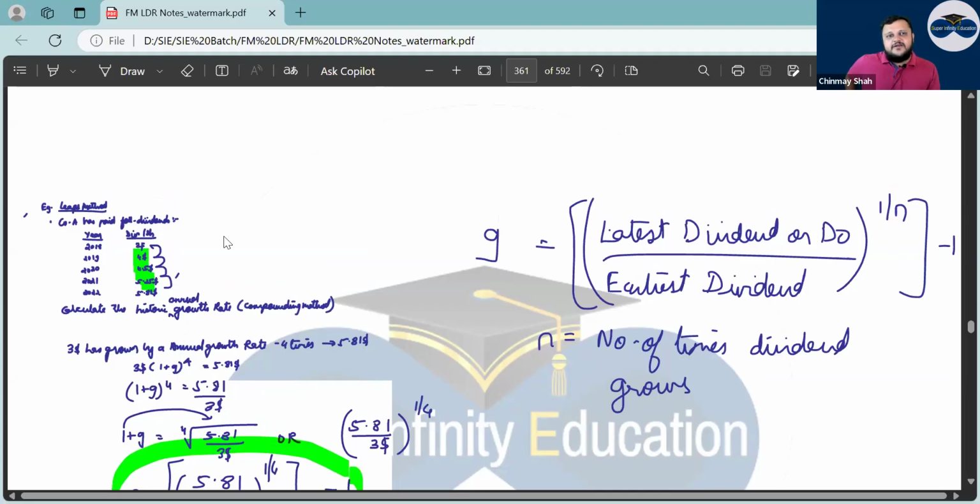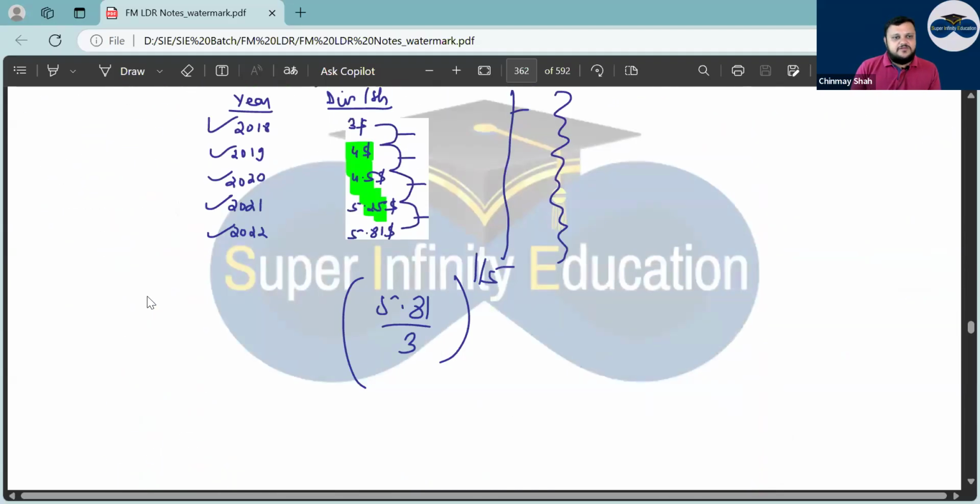Or if you have attended my classes, the number of bumper teeth that you can draw, correct? Not the number of years, but the number of times the dividend grows. The whole bracket minus 1, right? This is from the basic growth rate formula. Say you had a $3 dividend which grows to $5.82, correct? So 3 into 1 plus growth rate for 4 years is equal to 5.81. That is the derivation of the G formula, correct? How the growth rate formula is derived, correct?